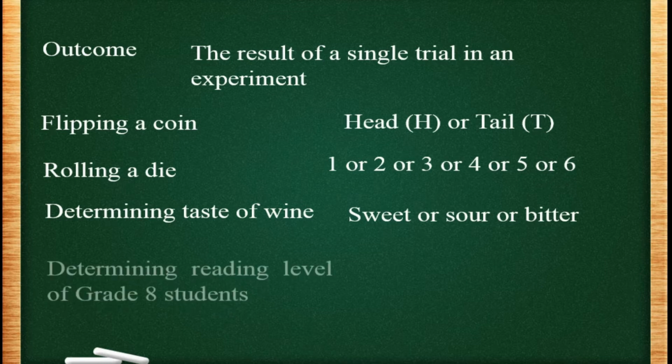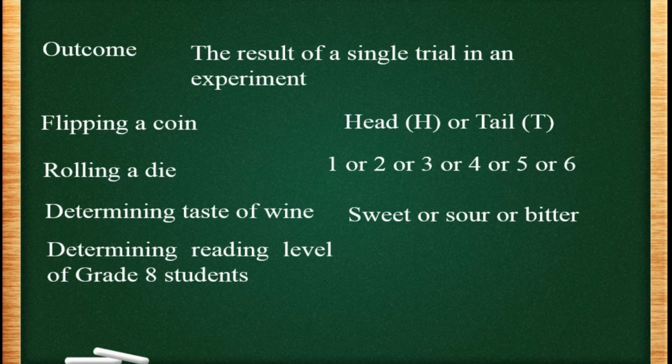Last example, the determination of the reading level of grade 8 students. When the reading level of grade 8 students is assessed, the reading level can be described as independent or frustration. The outcome is dependent on how well the student has read the given passage. These are examples of outcomes from single trials of experiments. I hope with the given illustrations, you now have a clearer view of the concept.